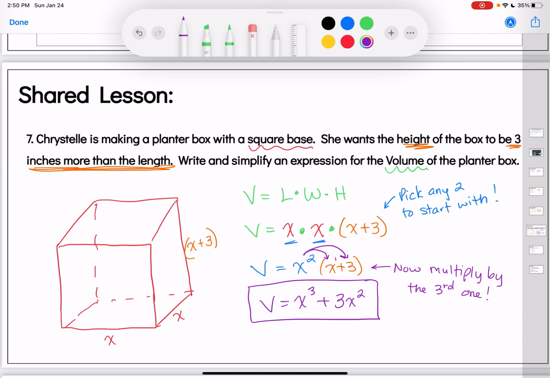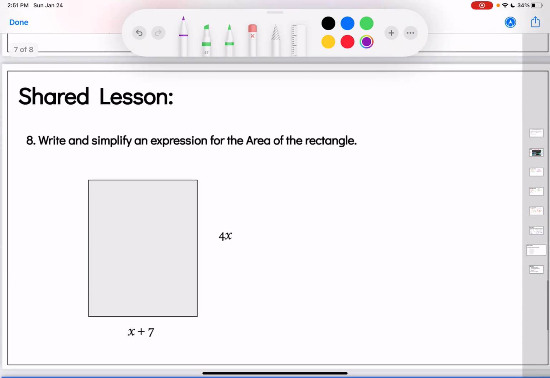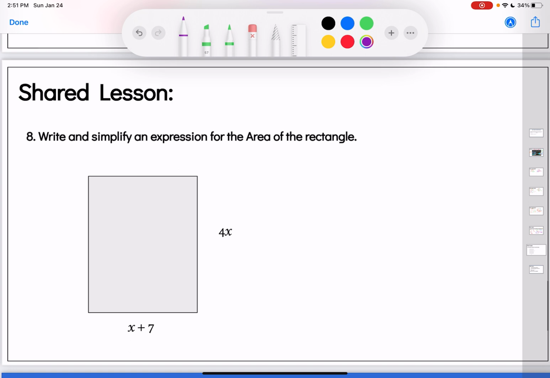All right, so just seeing how you can do those volume ideas with your polynomials. So that's why we brought that up in the warm-up, and it really kind of made sure you understood how to do this volume one here. So volume is a really common way where you would see some multiplying when we're talking about polynomials. Area is another. So write and simplify an expression for the area of this rectangle.